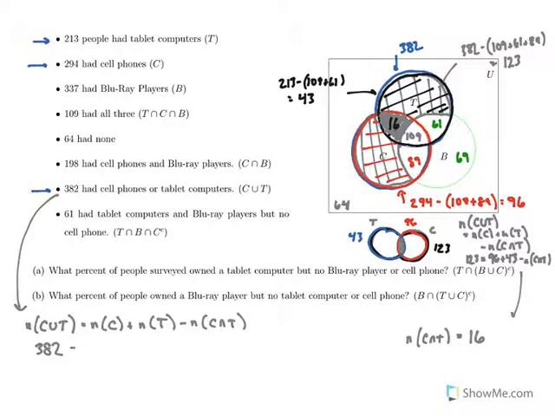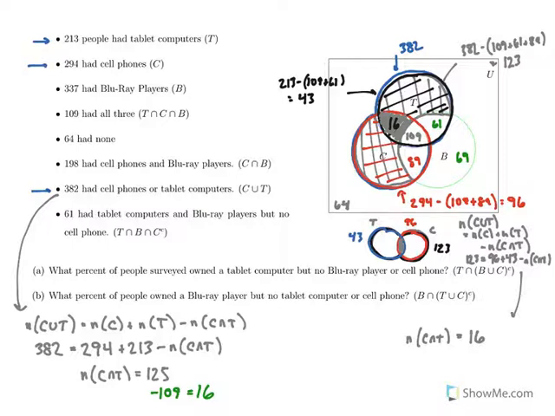We're given C union T is 382. We're given the number of people who have cell phones, 294. We're given the number of people who have tablets, 213. And we're looking for the intersection. And this gives us that N of C intersect T is 125. And that is the intersection between C and T, but we only want that one piece, so if we subtract 109 from there, we get our 16. That's a little more clear cut to kind of do, but it's to show there's kind of different ways to get to our answer.